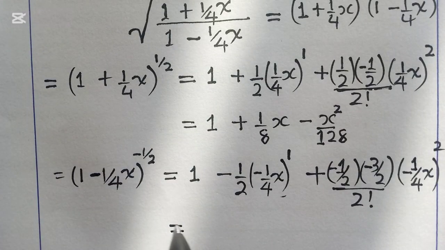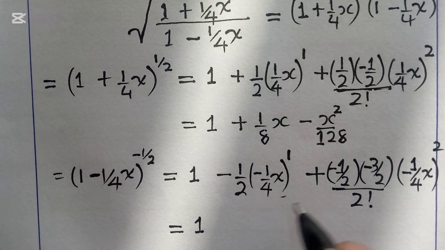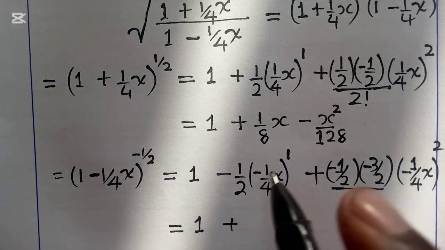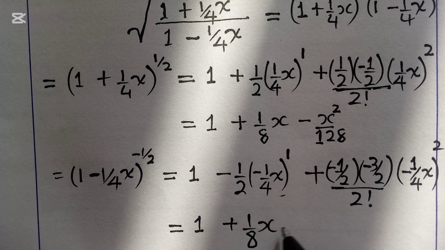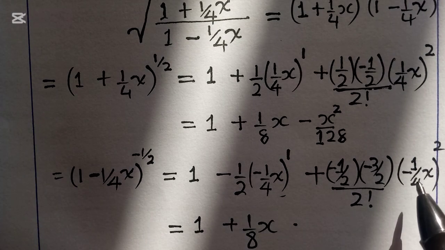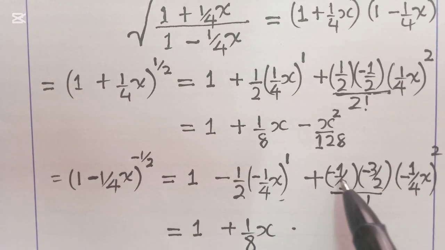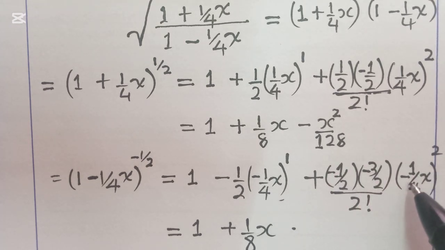So guys, now we go ahead and write our series here. We are going to have 1, that is the first term. Then the second one is going to be plus, because here we have 2 negatives, 1 over 8 x. And finally, the third one: you can see this negative and this negative, that one is going to cancel. And this negative squared will now be positive. So guys, we have a positive here.